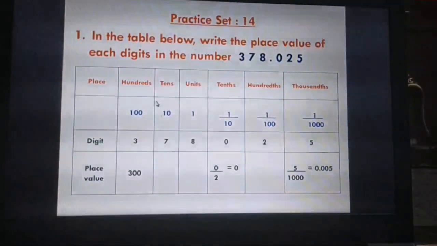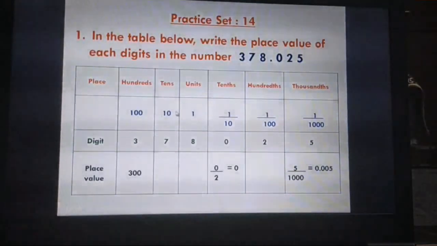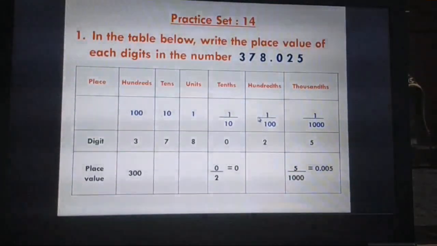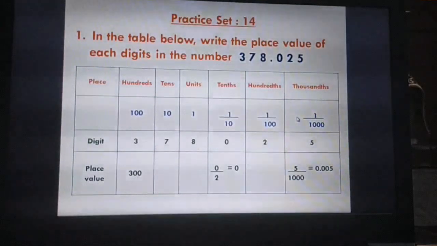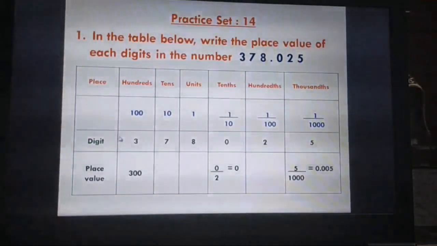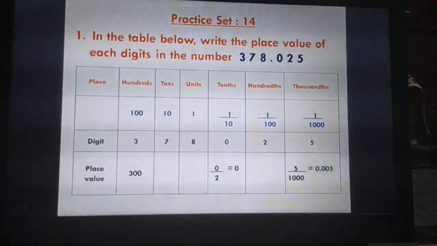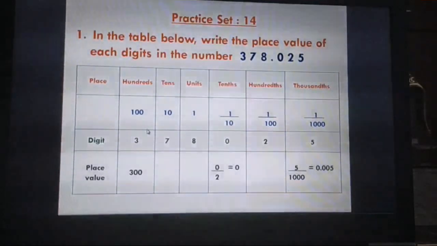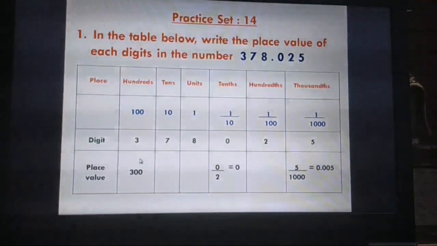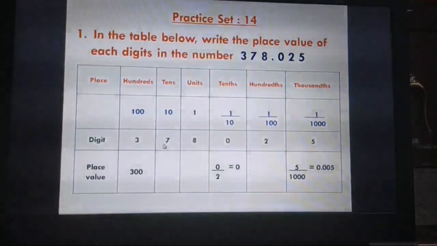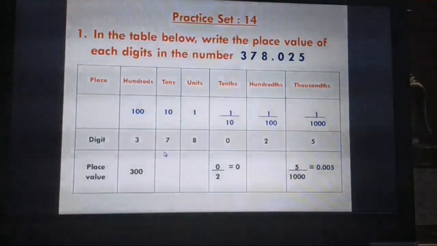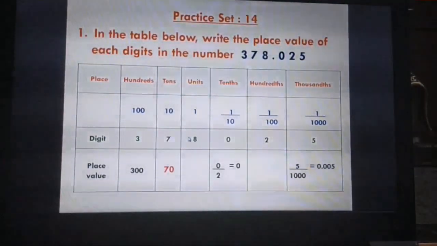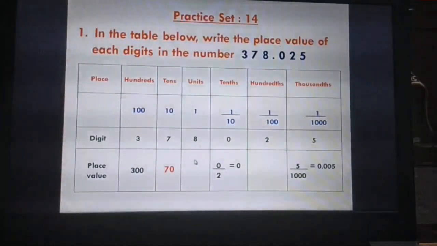Clear? Now see here 100, 10 and unit. Here in the decimal, 1 upon 10, 100 means 1 upon 100, 1000 means 1 upon 1000. Right? And here the digits are given: 3, 7, 8, 0, 2, 5. See here, 3 times 100 equals 300, 7 times 10 equals 70, right? It will come 70. Clear? Now 8 one time, that is 8 only.